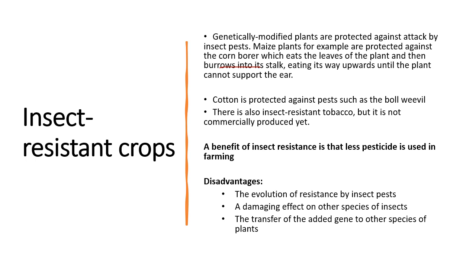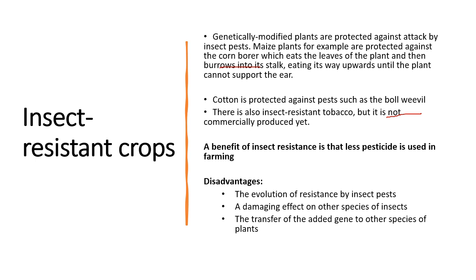Cotton, for example, is a crop that is protected against pests such as the boll weevil. That is what its pest is called. And you also have insect-resistant tobacco, but at the time that this was put together, it wasn't commercially produced, though I'm pretty sure it is in commercial production at the moment. I think I'll share with you a little bit how this is made on the next slide. But one of the benefits of having an insect-resistant plant is that you use less pesticides. Herbicides, remember, kill weeds, so they kill unwanted plants. Pesticides are another group of chemicals that are used to kill insects that might affect your crop.